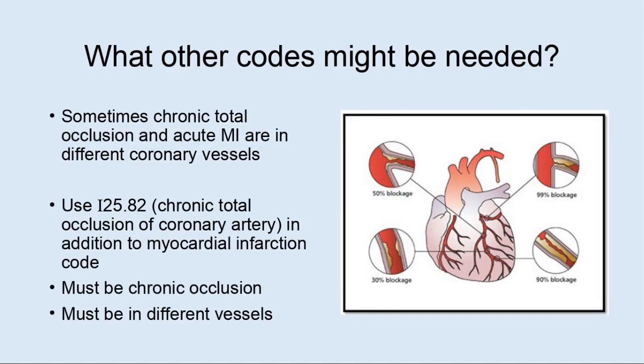So what other codes might be needed? Wow, we've seen a lot of codes, but there might still be others. Sometimes chronic total occlusion and acute myocardial infarction are in different coronary vessels. And as you can see, there are lots of vessels here, and there can be different blockages. I25.82, chronic total occlusion of coronary artery, can be used in addition to a myocardial infarction code. It must be a chronic occlusion and must be in different vessels in order to use these two codes.